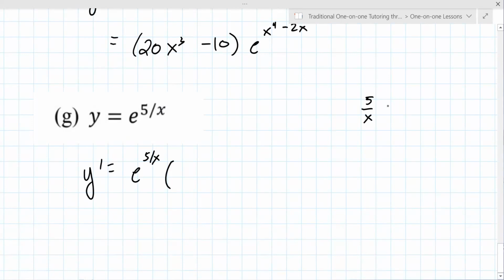And then 5 over x, isn't that really just 5x to the negative 1? Very good. That's the rewrite. So then you just do the derivative of that, right? So it just being e to the 5 over x. You multiply by the derivative of the inside. So you have to figure out the derivative of 5x to the minus 1, which is power rule, and that's what you multiply by.